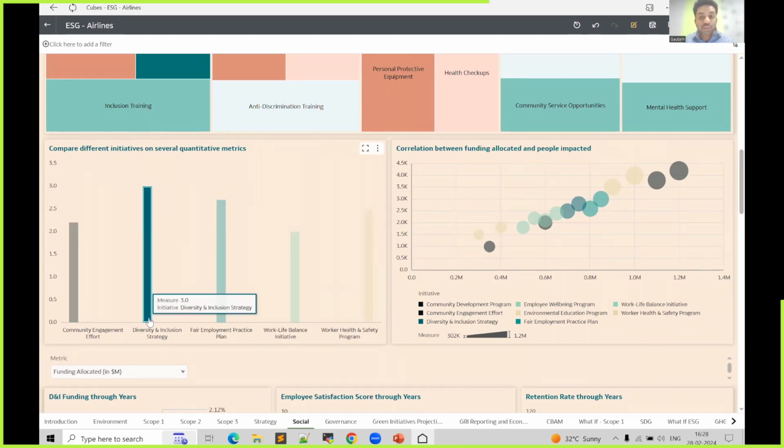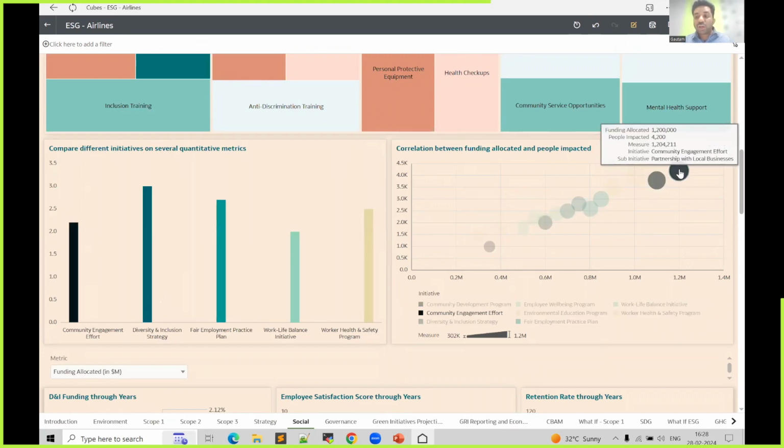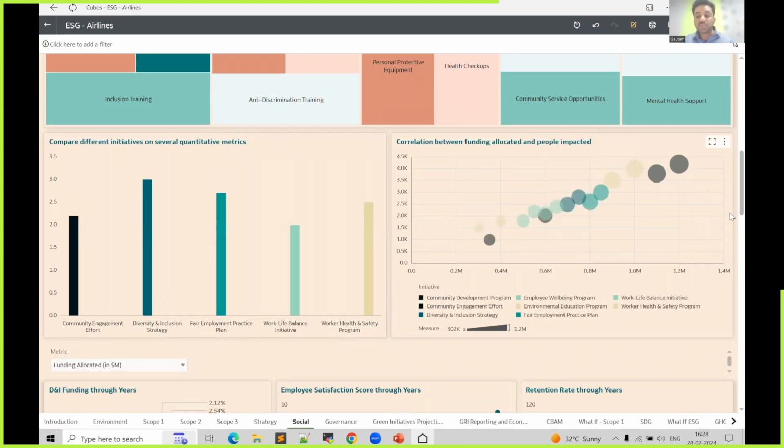So it may occur that we have a better funding on the diversity and inclusion, but if you try to correlate it with the percentage of people impacted, we say that more people are impacted with a better sustainable initiative by bringing more community engagement effort. So the study also says that even though we have a better funding on the diversity and inclusion, it also says that more people are bound to have a positive impact. We invest more on the partnership with local business or regional business.